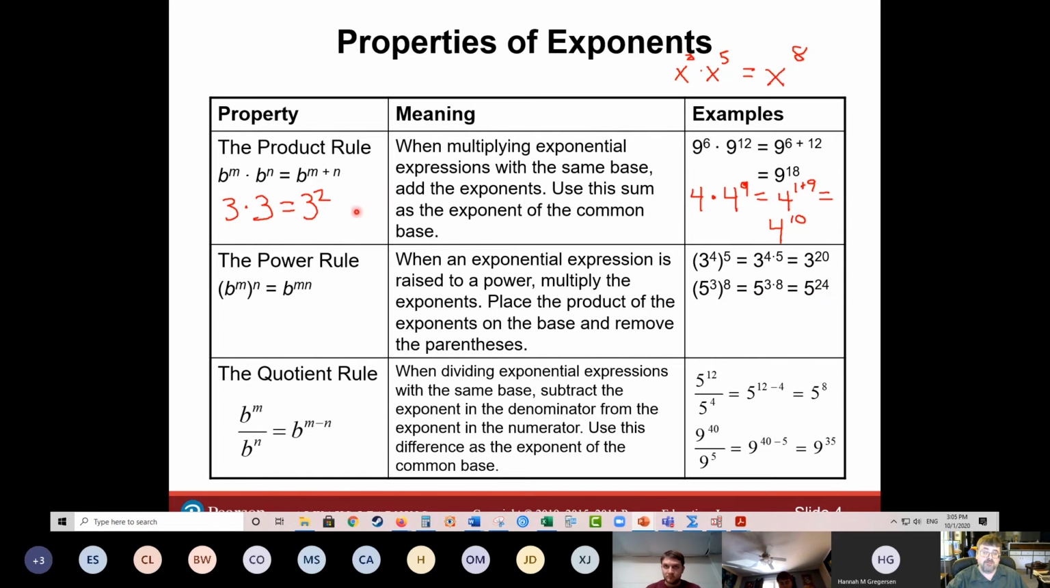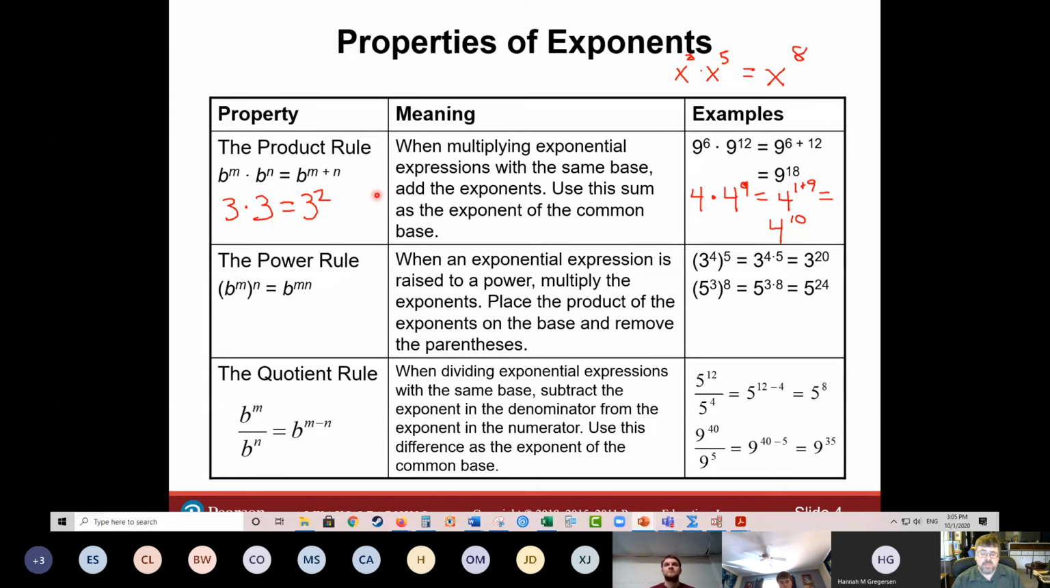People often get these two mixed up, because they think, oh, we're multiplying exponential expressions, so we must be multiplying the exponents. But that's not true. If you're multiplying exponential expressions, you are adding the exponents, assuming you have the same base.